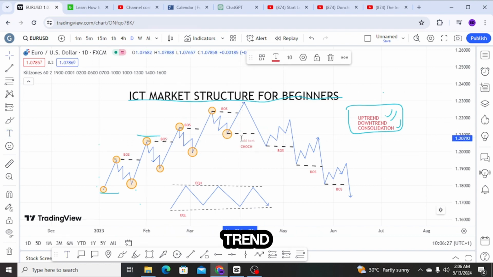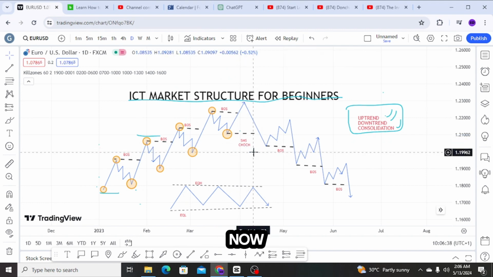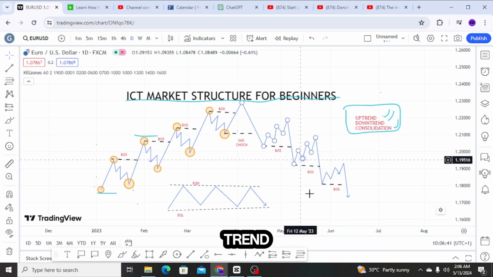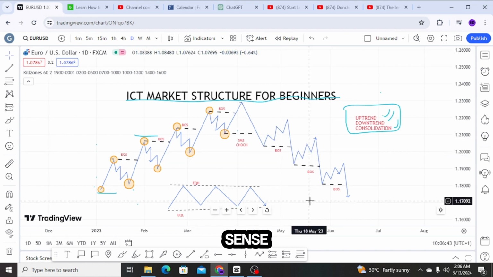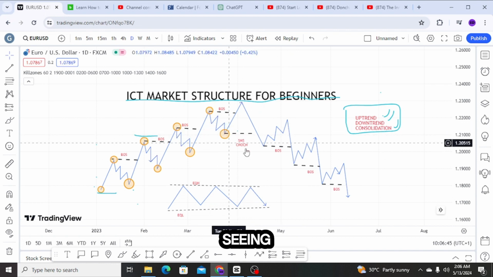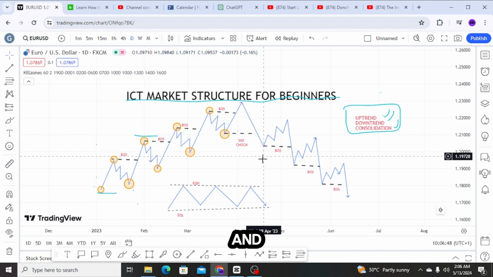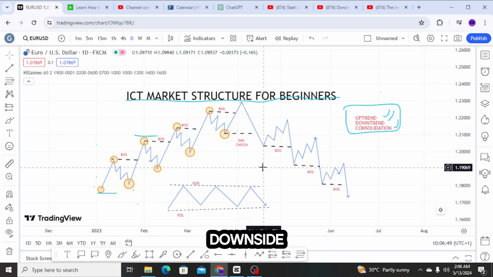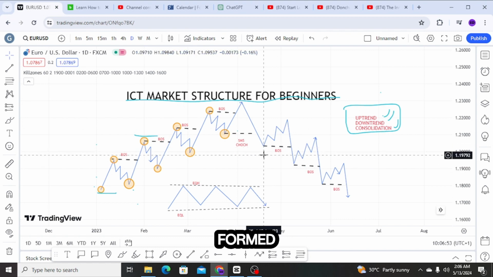Remember, we're in an uptrend, okay? Once the market shifts in structure, that's the only way you know that we are no longer in an uptrend. We are now in a downtrend, right? That's when you start seeing another break off to the downside. So now you can see that another kind of market structure has been formed right there.